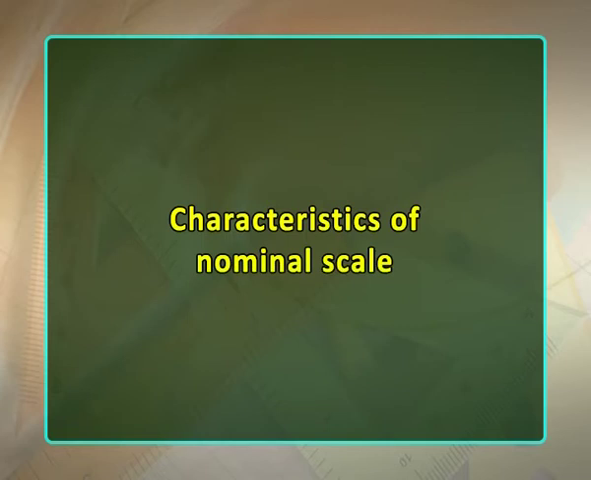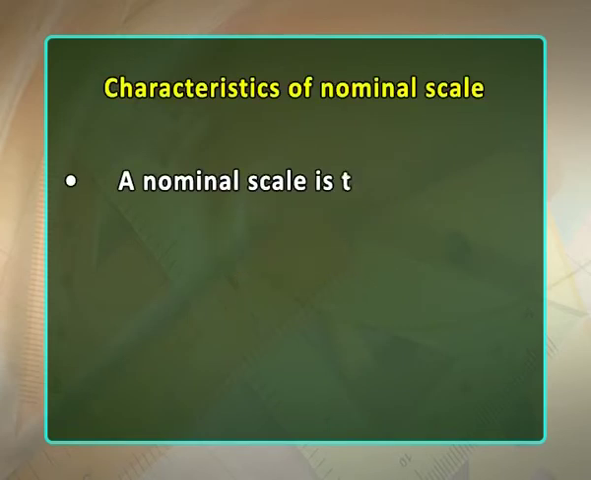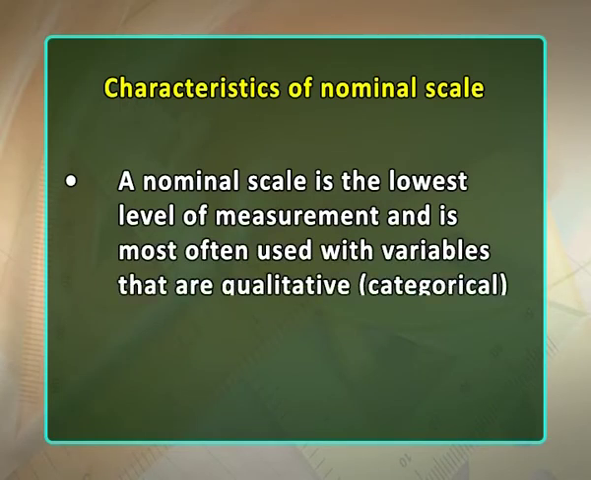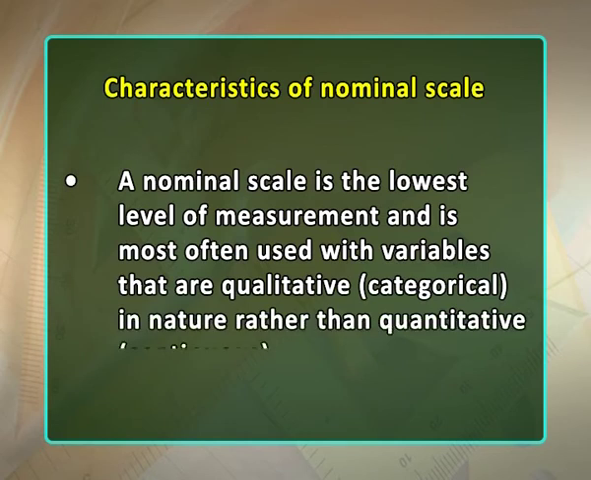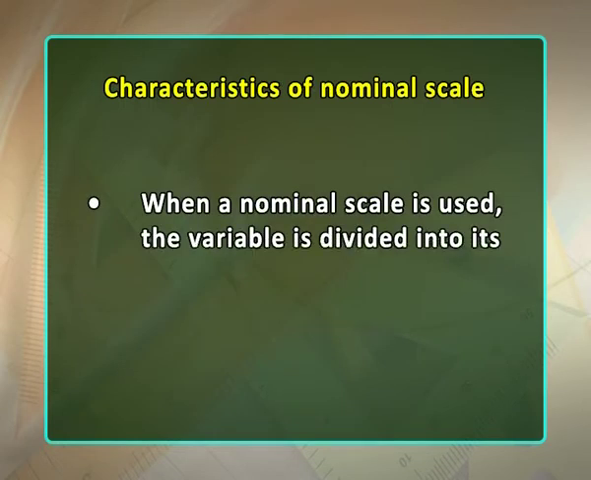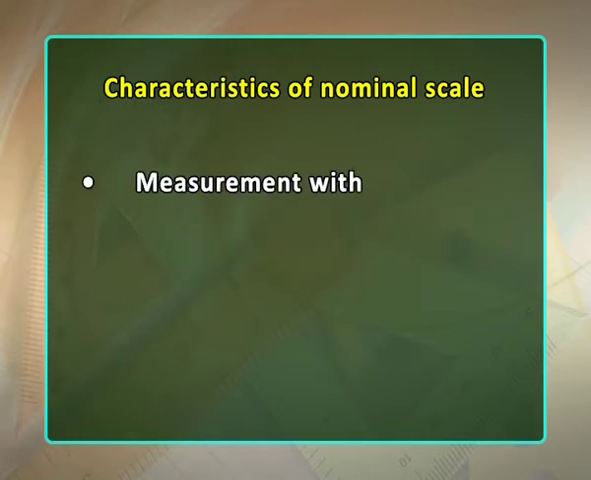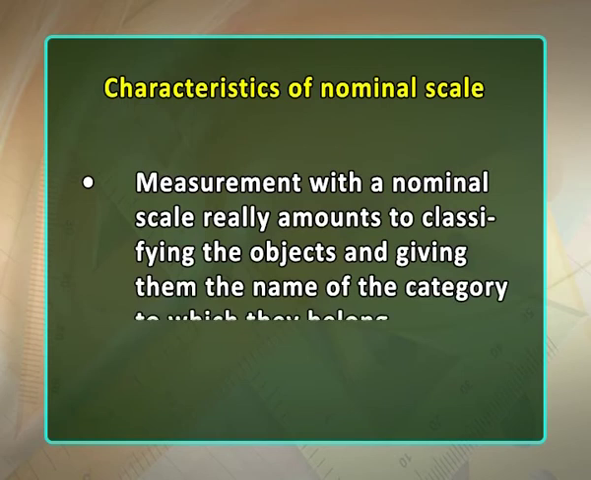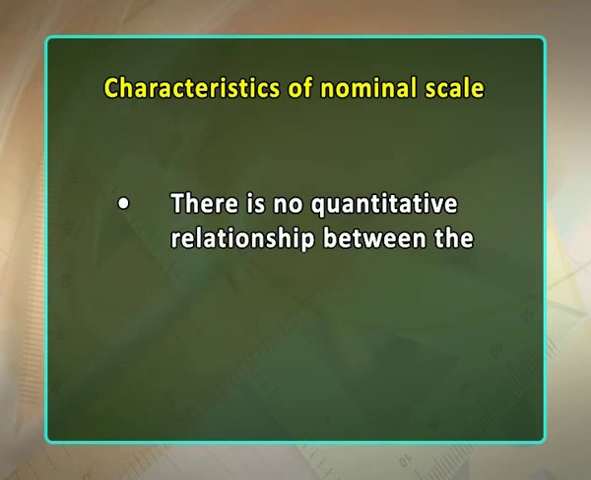Now let us discuss characteristics of nominal scale. First, a nominal scale is the lowest level of measurement and is most often used with variables that are qualitative, that is categorical in nature, rather than quantitative, that is continuous. Second, when a nominal scale is used, the variable is divided into its several categories. Third, measurement with a nominal scale really amounts to classifying the objects and giving them the name of the category to which they belong. And fourth, there is no quantitative relationship between the categories.